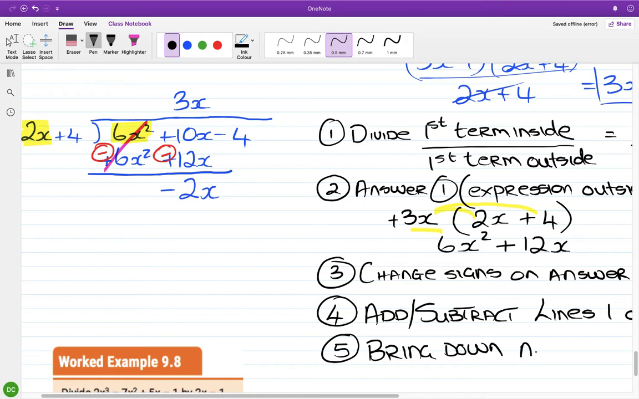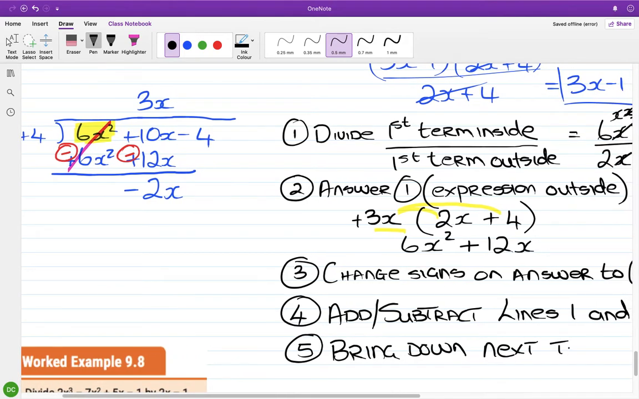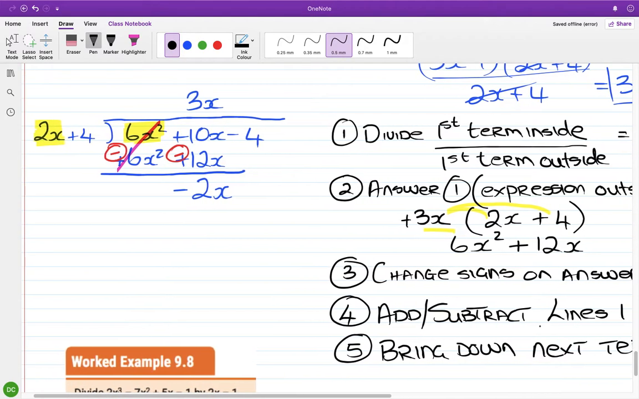And then the last part is bring down the next term. Okay, if you see so far the minus 4 has not been involved, so we bring it down and it goes here. Okay, then what you do is you go right back up to the start. So you divide the first term on the inside by the first term on the outside, except that the first term on the inside is now this one. Okay, you sort of moved on to a new level of the sum.